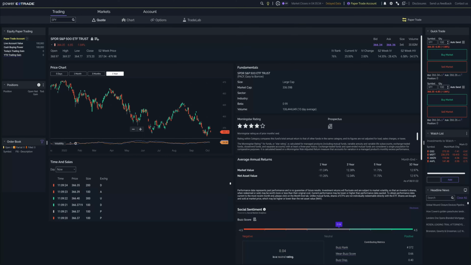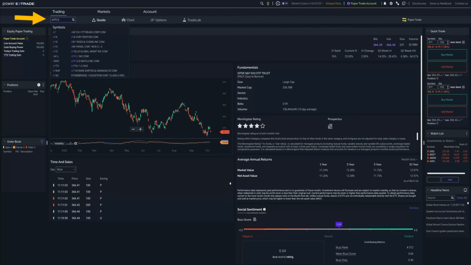Once you log in for the first time, you land on a page like this. Now I see the SPDR S&P 500 ETF, but I would like to change to a stock that you are all familiar with, and this is none other than Apple. So let's bring up Apple.